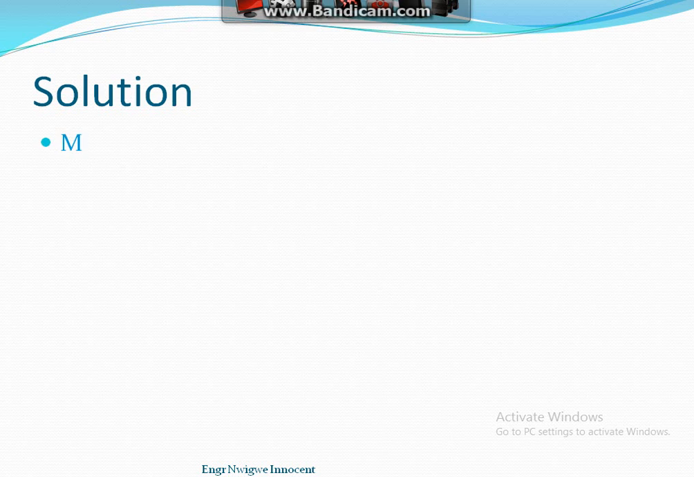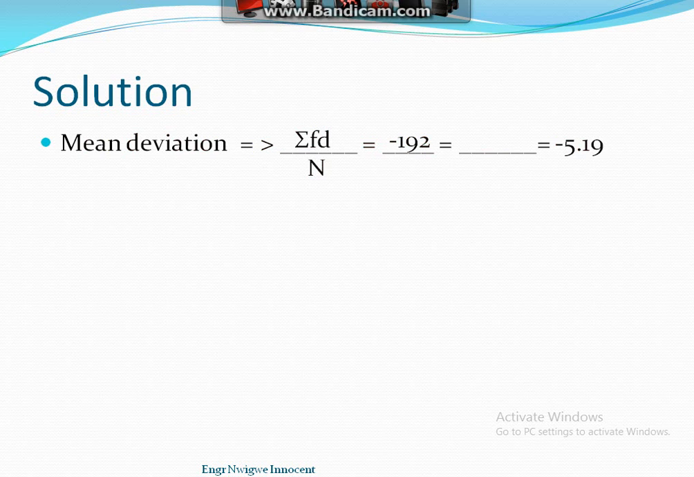Solution. Mean deviation is equivalent to sigma fd over n, which is equal to minus 192 over n, which will give us minus 192 over 37, giving us minus 5.19. Mean is equal to 31.5 minus 5.19, to give us 26.31.